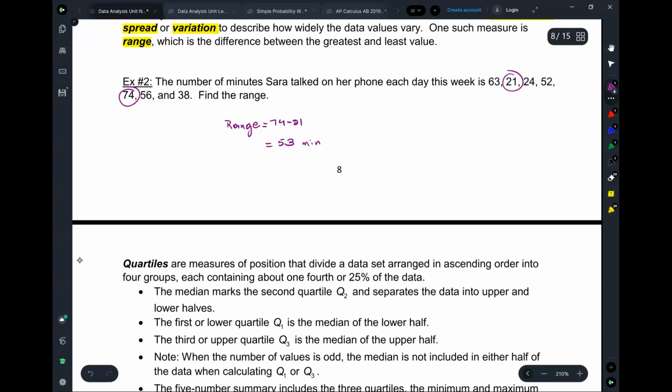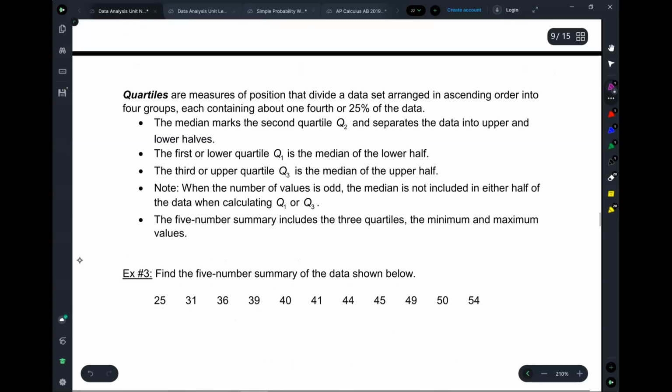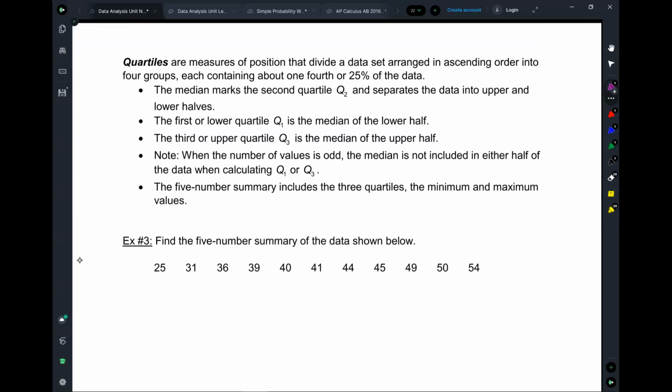Yes? When I'm sorting out the range I kept forgetting to subtract, I always remember it because it's from the highest number. So quartiles. Okay, so how many quarters in a dollar? 4, right? 4 quarters in a year and so on. So quartiles basically divide up the data into 4s, all right? They divide the data set into 4 groups, and of course it has to be arranged in ascending order.